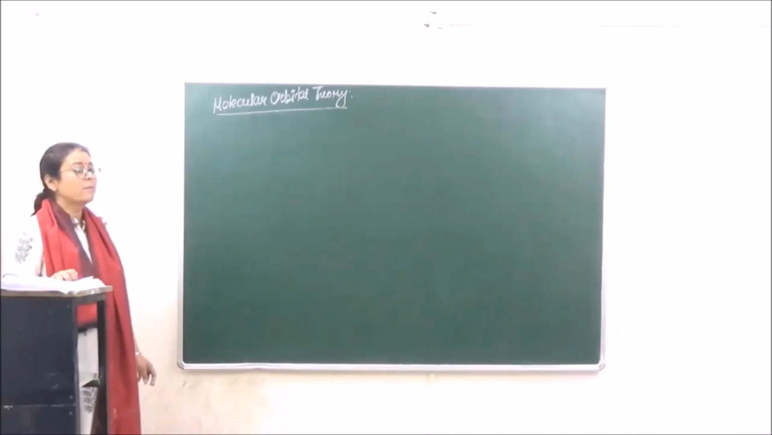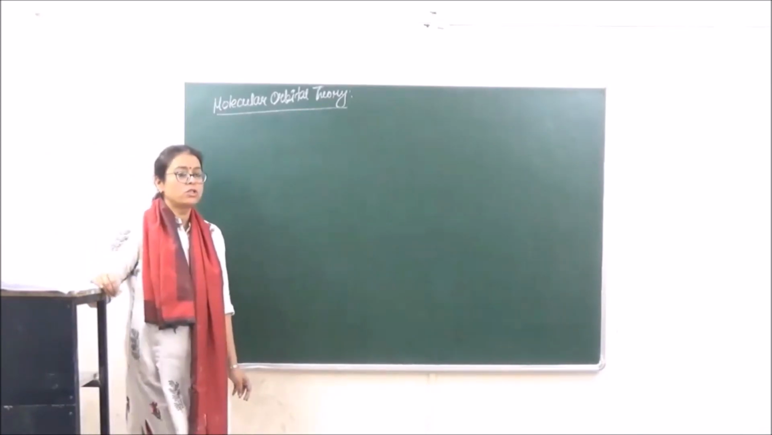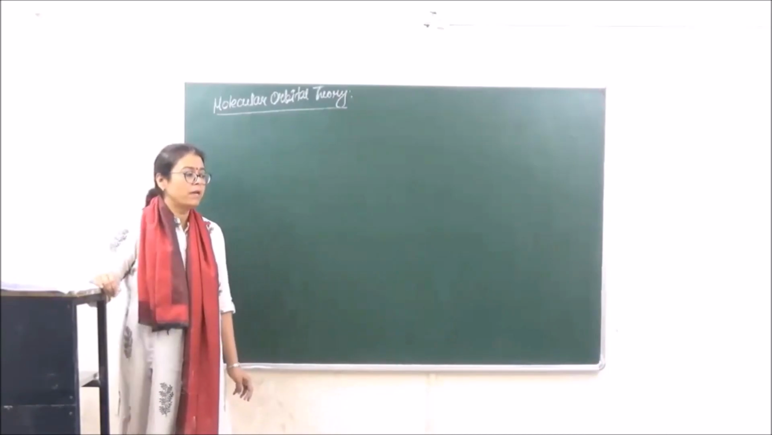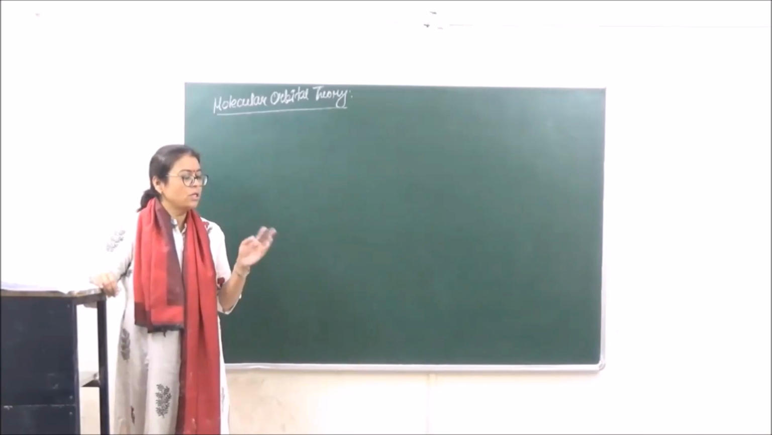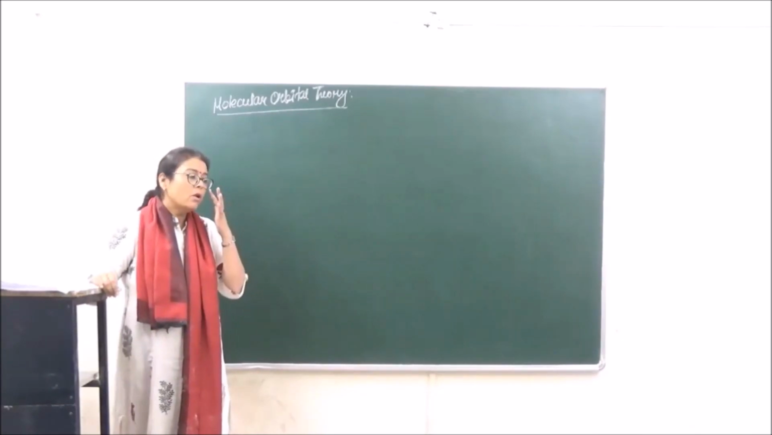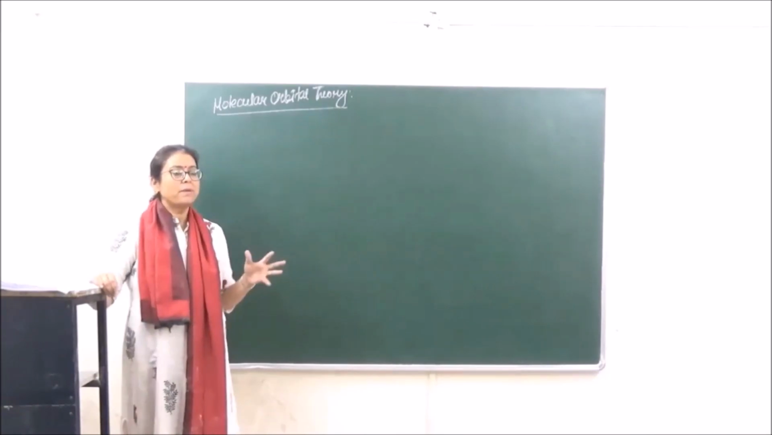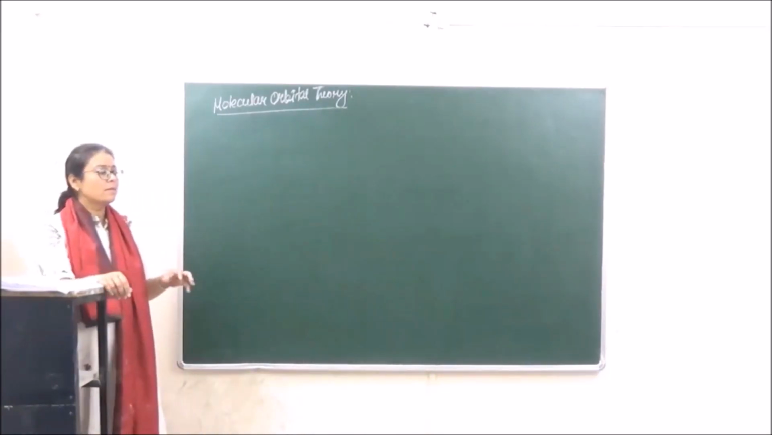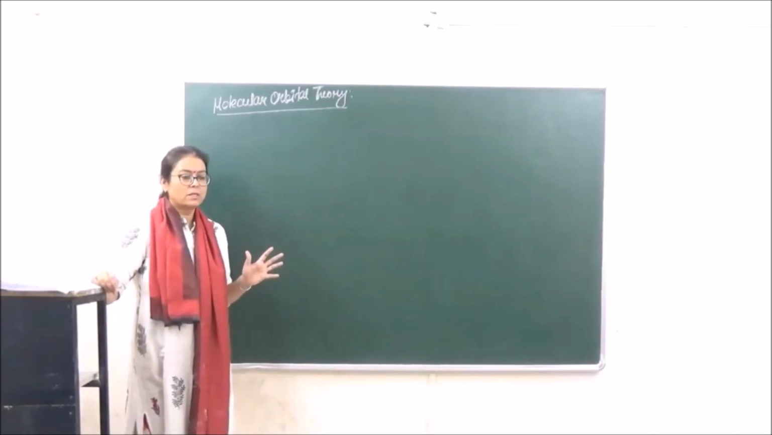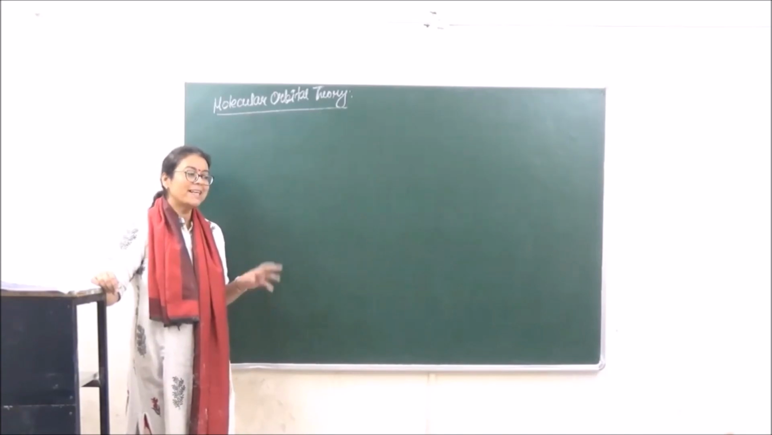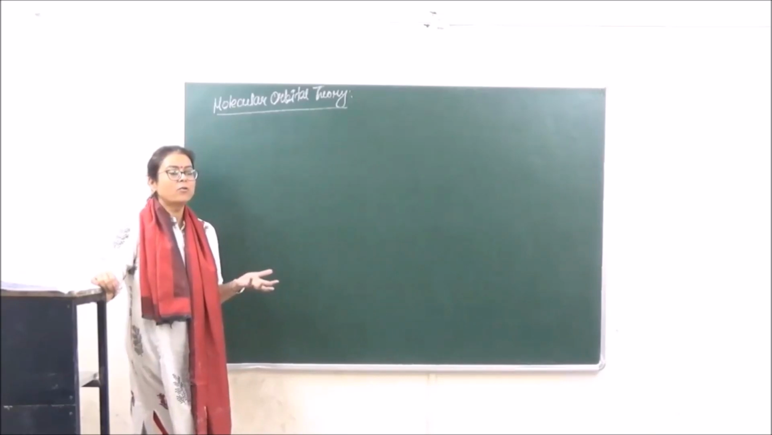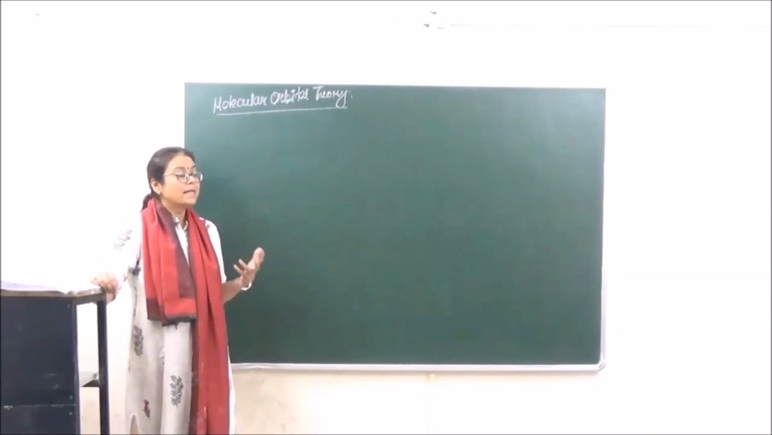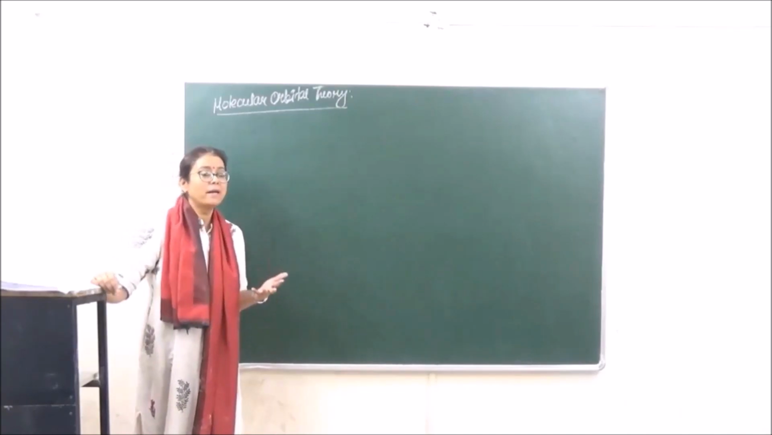It also did not explain the paramagnetic character of oxygen. Oxygen has an even number of electrons: we have 8 in one oxygen and 8 in the other, so O2 has 16 electrons. Now, what do paramagnetic substances mean? Those substances which are attracted by the magnetic field. Diamagnetic substances are repelled. So paramagnetic substances are attracted by the magnetic field, and attraction will happen only if unpaired electrons are present.